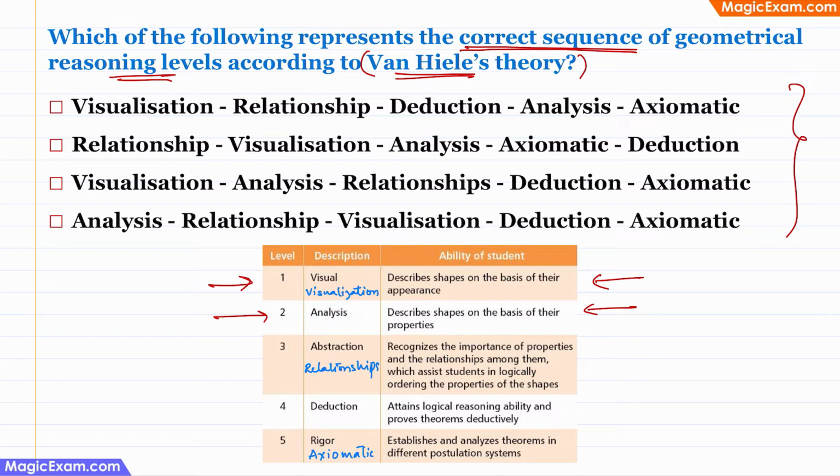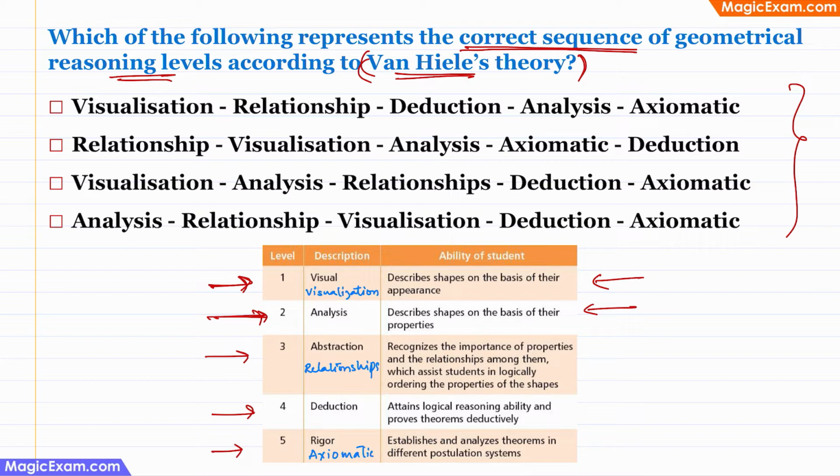So these are the 3 main types of questions that you will see on the basis of Van Hiele's theory. Now, in this question, they are asking us to identify the correct sequence. So the first is visual or visualization. Then it is analysis. Then it is abstraction, or it is also called relationships. Then there is deduction. And then there is rigor or axiomatic.